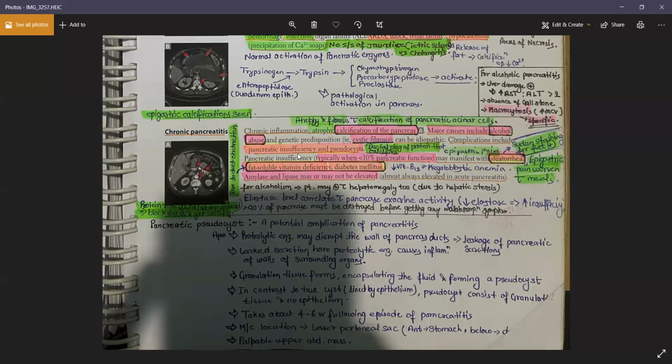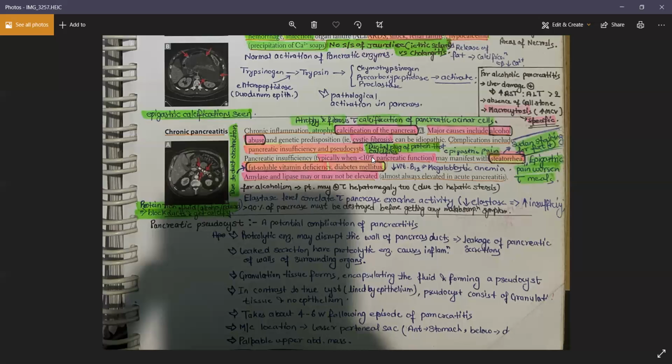And what are the causes? The causes include alcohol, first of all. Because of alcohol, you will have a very protein-rich secretion from the pancreas, and this protein-rich secretion can block the ducts. Because of the blockage of the duct, the patient can have chronic pancreatitis. Second would be cystic fibrosis, because in cystic fibrosis you have dehydration of the body secretions, and as a result these secretions become very thick. Same case with the pancreas. The pancreatic secretions become very thick, block the duct, and cause chronic pancreatitis. Sometimes it can also be idiopathic.